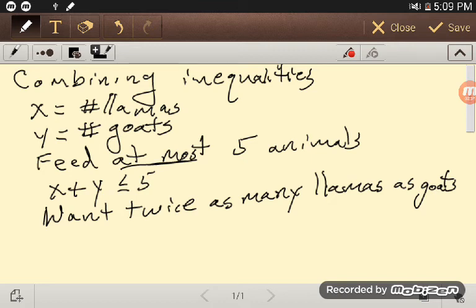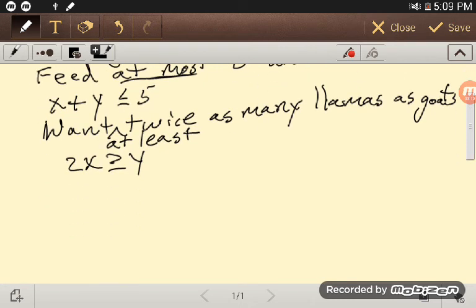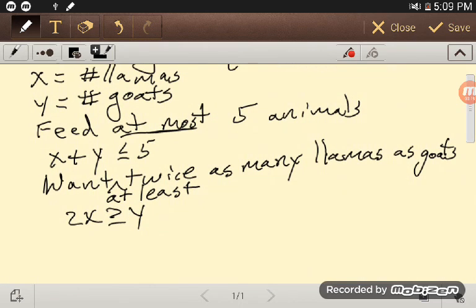Now, we've got to be careful with the numbers here. So if I just read this, I might say, okay, I want at least, we'll say at least, that makes it an inequality, twice as many llamas as goats. And so you might read this and first say something like, 2x, because that's twice llamas, and that needs to be greater than the number of goats. Okay, now let's check that out and see if we wrote that correctly.